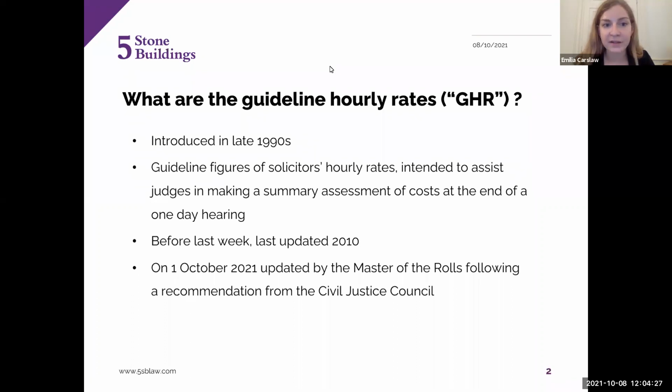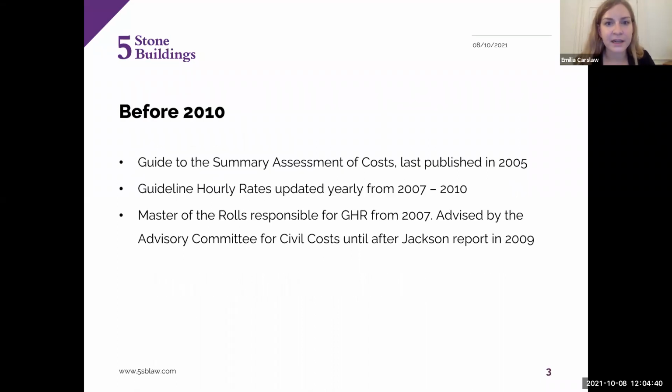Before last week, as I've said, they were last updated in 2010, but extremely recently were updated by the Master of the Rolls following the Civil Justice Council's recommendations. Could you go to the next slide, please, Joe?